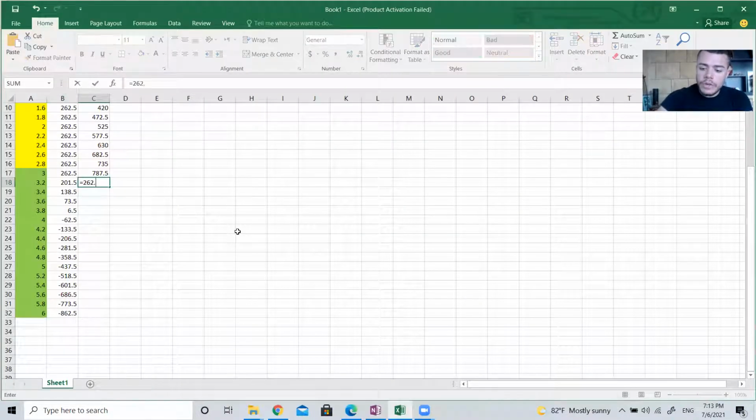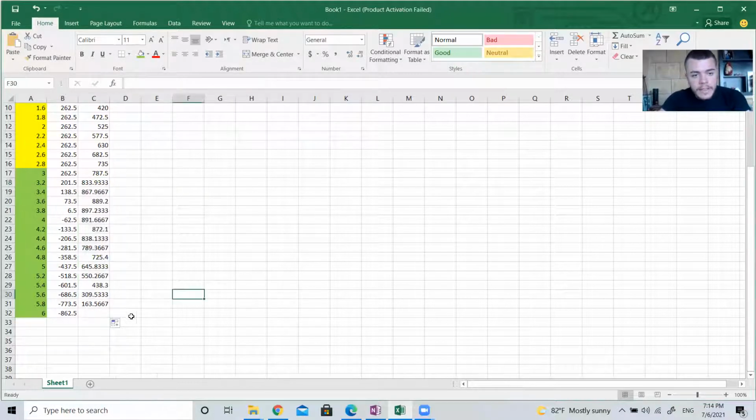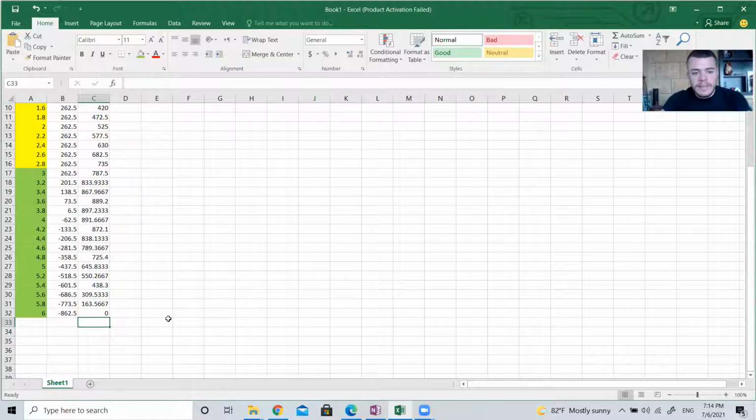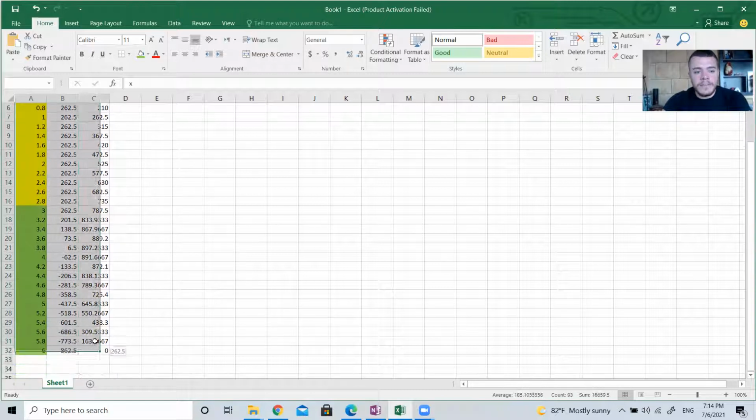It is equal to 262.5 times x minus 150 times (x minus 3) to the power 2 minus 25 over 3 times (x minus 3) to the power 3. We drag it down. Also notice that here this is 2.4 times 10 to the negative 12, approximately 0, so you can put it as 0. Now you can draw the shear and the bending moment.